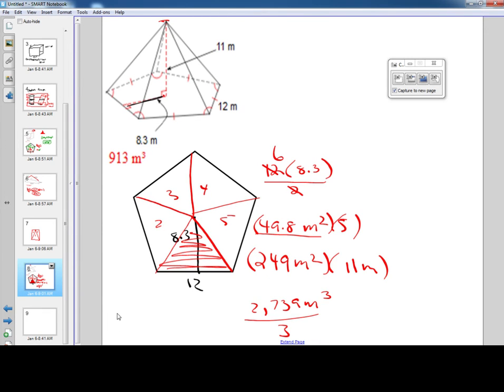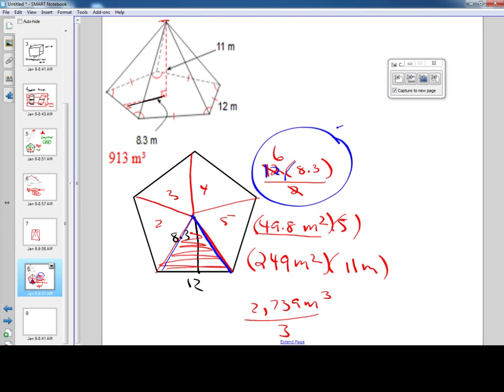Oh, this is from the triangle. This one right here? Is that what you're talking about? Well, what shape is this? How do you find the area of a triangle? Right? So the base is 12. There's my 12. The height was 8.3, divided by 2.